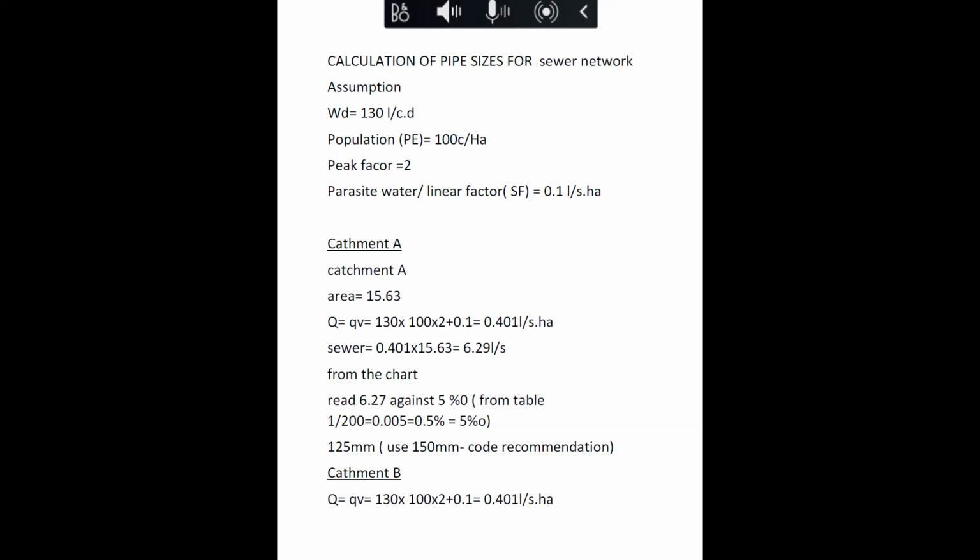I believe why they say so is that sometimes these things carry tissue, rubbish, dead animals and what have you. So even though 4 inches or 3 inches can convey that flow, because of other contingency factors and other safety considerations, you're expected to use 150 mm pipe. So if you go to the charts, you read this against 5%, which is from the slope, you get 125 mm. But you will not use 125 mm, you use 150 mm. That's what the code recommends.